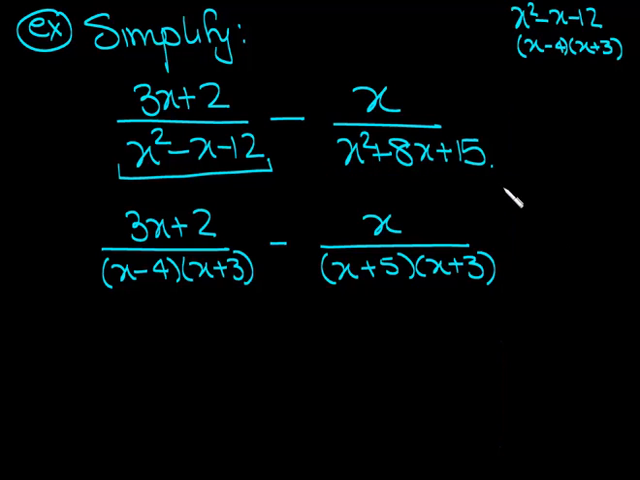So now that we factored it, I want to find the common denominator. How do I find the common denominator? What did we say earlier? Take each factor, so start with this, to the highest power.